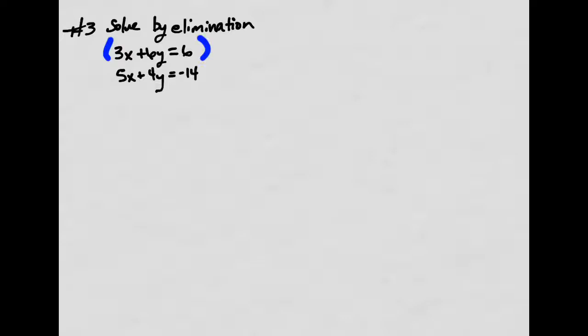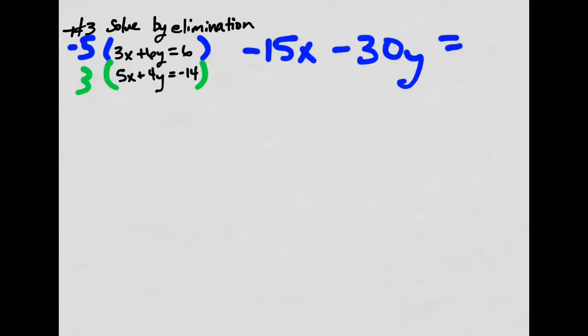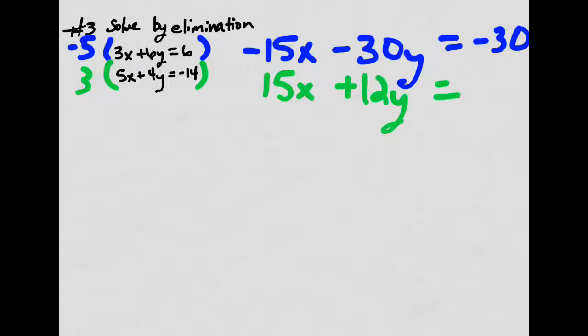So I'm just going to get rid of the x's first, so that means I need to multiply the top by -5, and I need to multiply the bottom by +3. Because I can make 3 into a 15 and 5 into a 15. So that's going to give me -15x minus 30y equals -30. And on the bottom, it's going to give me +15x plus 12y equals 3 times negative 14, which is negative 42.